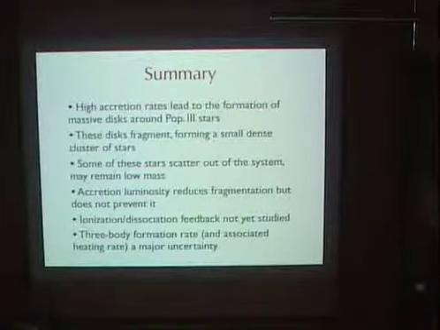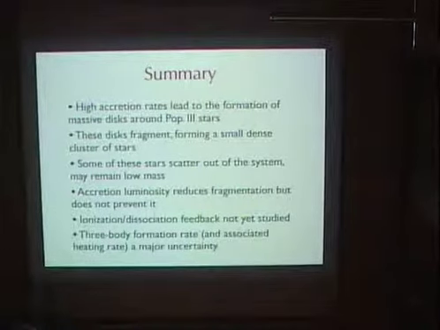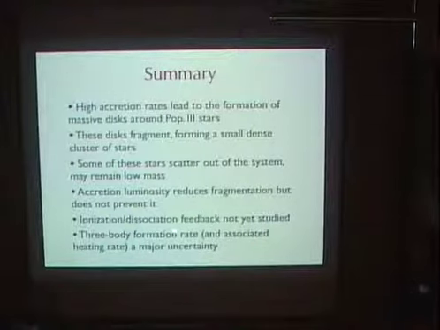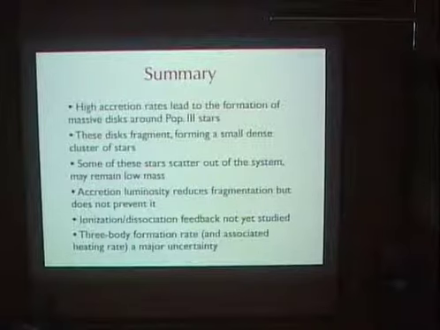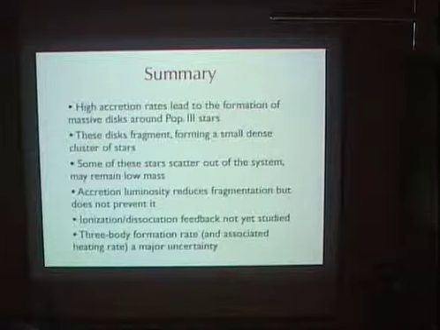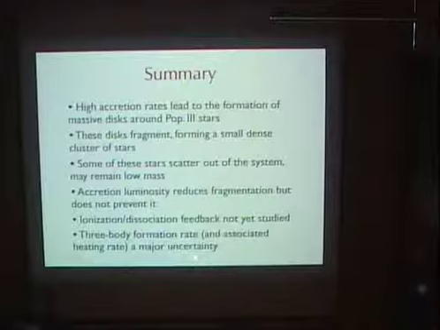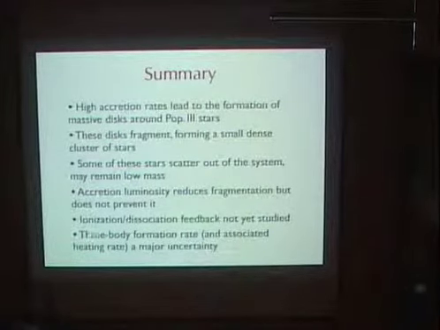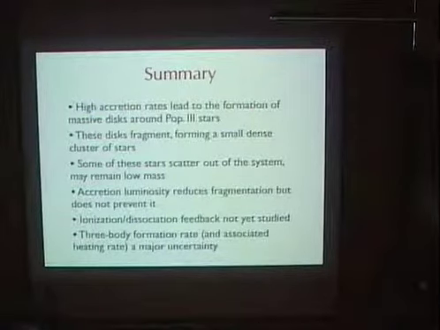We've seen that accretion luminosity can reduce the amount of fragmentation that happens in some cases, but it never completely suppresses it. We don't know what effect ionization and photodissociation feedback will have, but these only kick in once we've already got one star that's already at least 10 or 15 solar masses. And by that time, you've already had a certain amount of time to fragment. And on the atomic and molecular physics side of things, the three-body formation rate and the heating rate associated with that represents one of the major uncertainties in the input physics here.